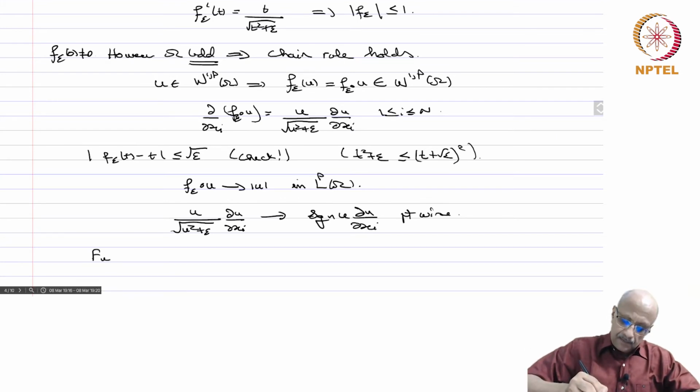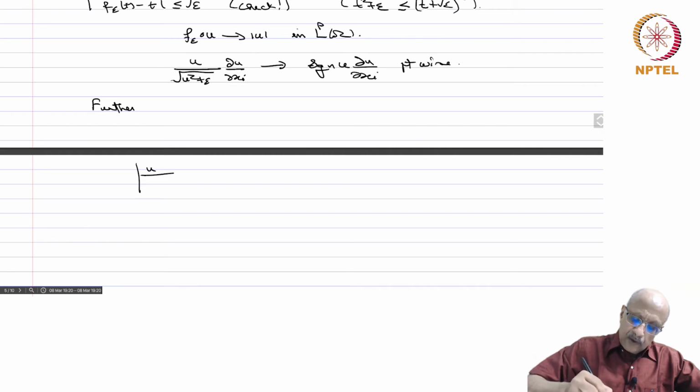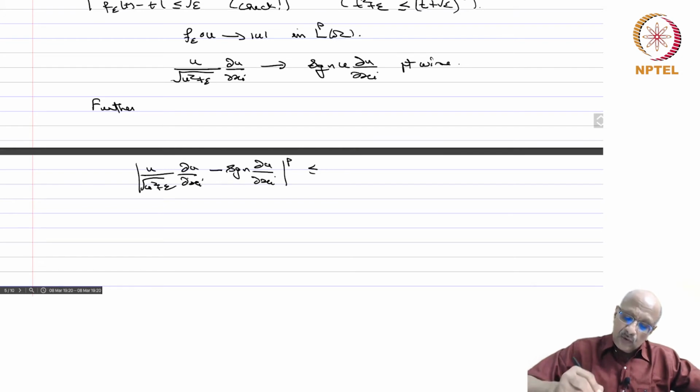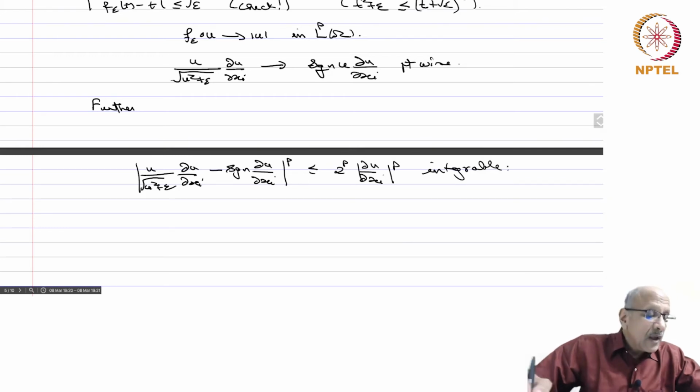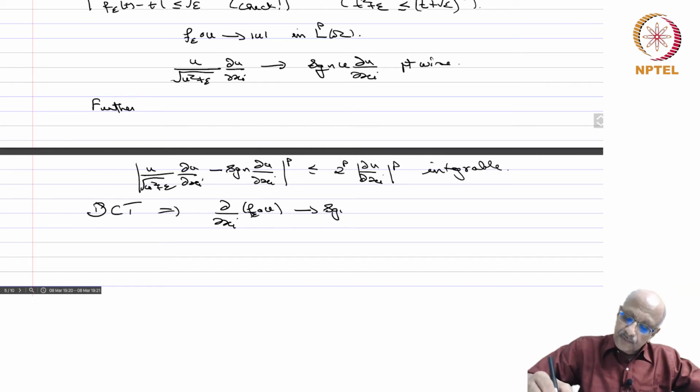Further, you have that |u/root(u squared plus epsilon) du/dx_i − sgn(u) du/dx_i| to the power p, both of them in modulus are less than or equal to |du/dx_i|, so this will be at most 2^p |du/dx_i|^p, which is integrable because du/dx_i is in L^p. Therefore, by the dominated convergence theorem, d/dx_i of f_epsilon composed with u goes to sgn(u) du/dx_i in L^p(Ω).